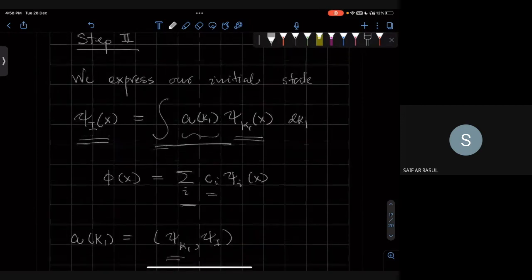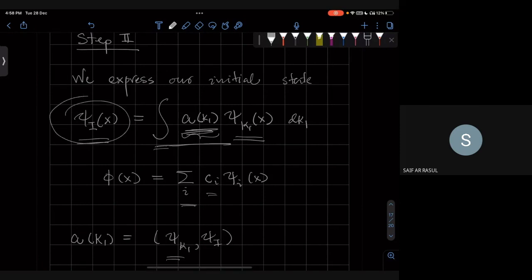Once we have found a of k, we have expressed our initial state as a linear combination of the energy eigenstates, okay? So step 3 is now to look at what this wave function looks like when you evolve it forward in time. And that's something we will do in the next class.